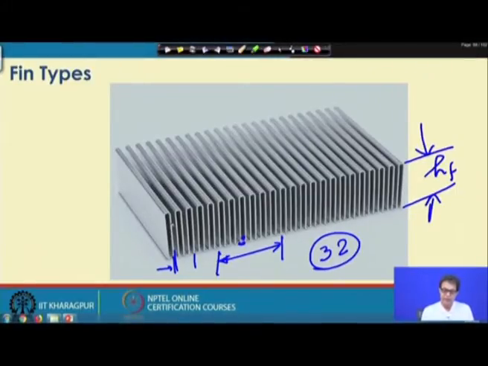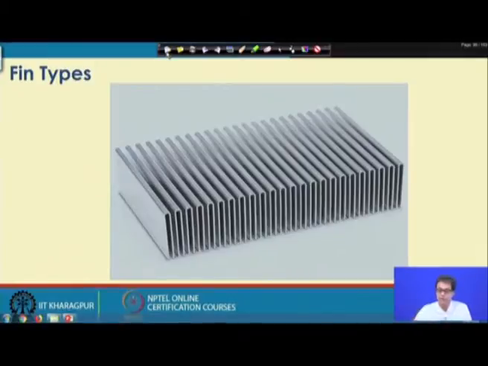And fin thickness, as you can understand, these are the types of parameters we look for. A designer will have the options to choose from different heights of fins, different fin frequencies, and different fin thicknesses, and that will change the heat transfer coefficient for different types of fins. So, this is the plain rectangular fin, and then we go for the next one.